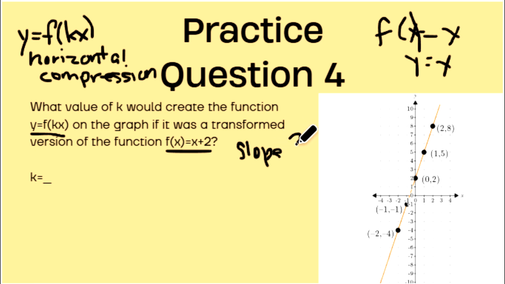So what it wants to know is what value of k would create the function y equals f of kx on the graph if it was a transformed version of this. We've already done the transformation of moving up. We don't have to worry about the vertical translation. It's already been taken care of here. All we're trying to figure out is this horizontal compression right here. If you look at your chart, you can see that this formula means it's a horizontal compression. So in this formula, what is the value of k going to be? Well, that k value is the slope. So k is going to be equal to 3.